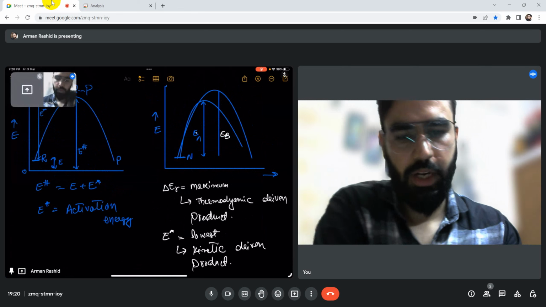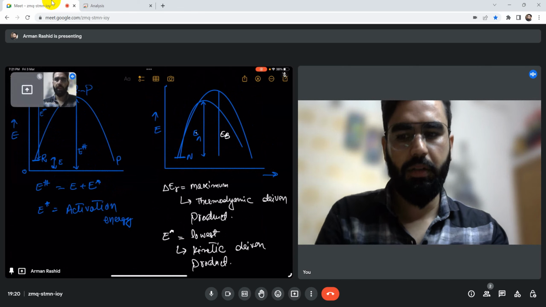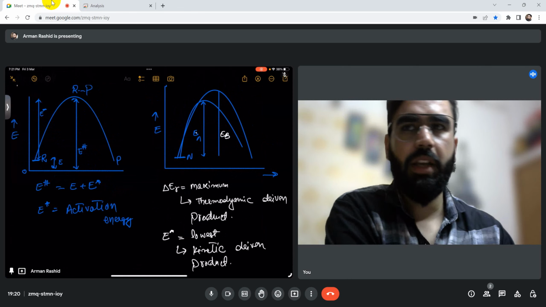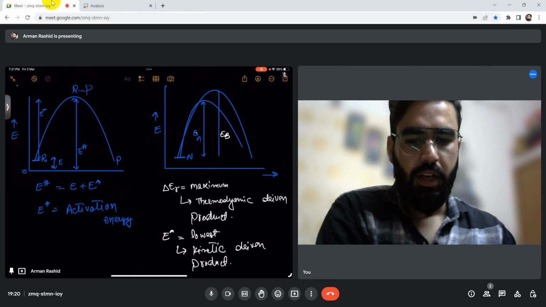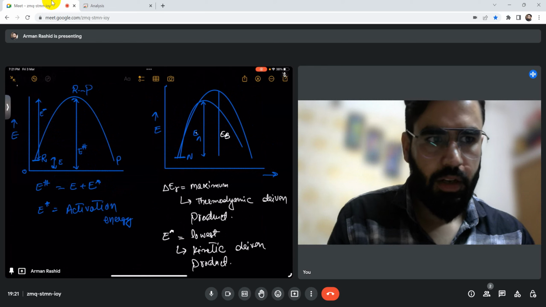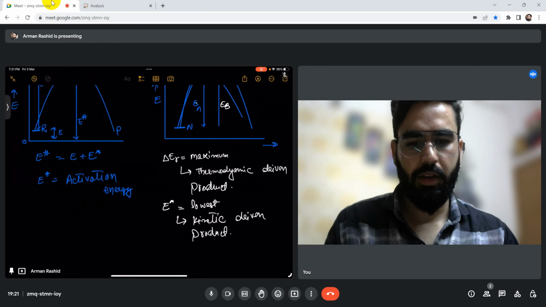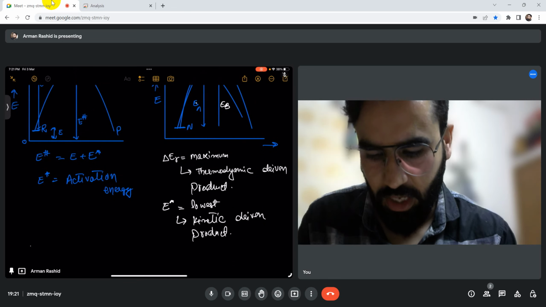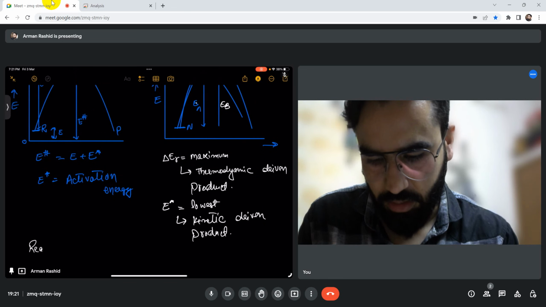Okay, so we have two kinds of products. One is thermodynamically driven product, one is kinetically driven. Now kinetically driven products are formed at lower temperatures. Why? Because less activation energy is needed. Thermodynamically driven products are formed where the rate of the reaction is more.